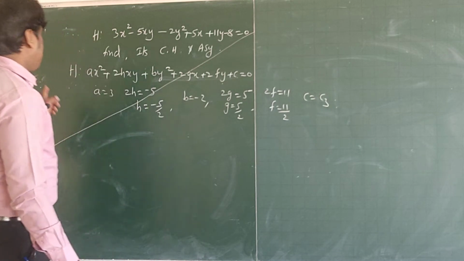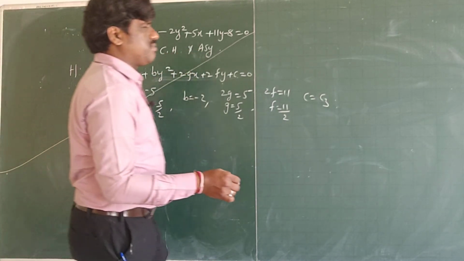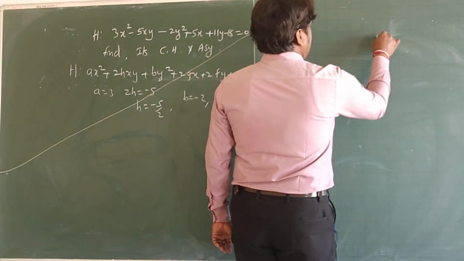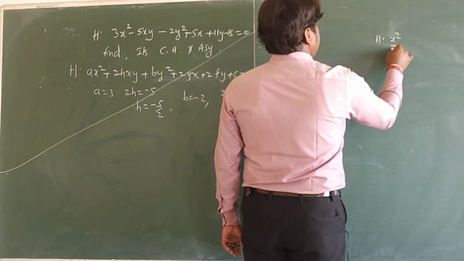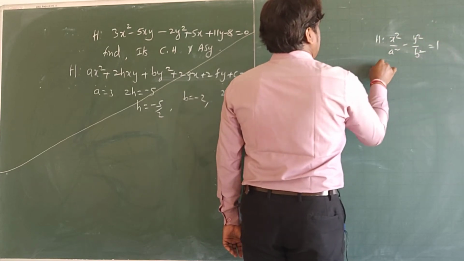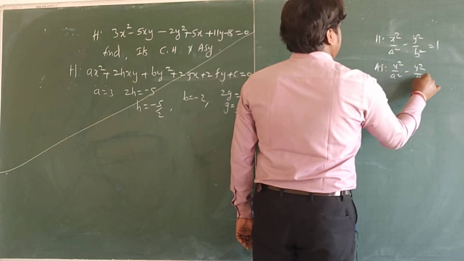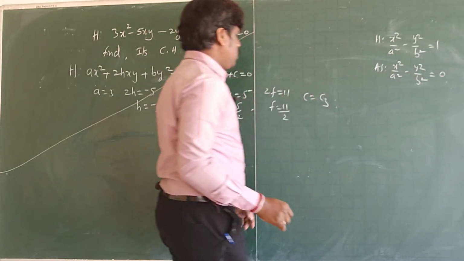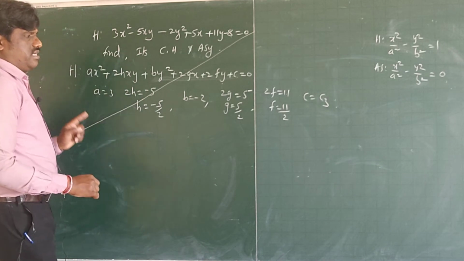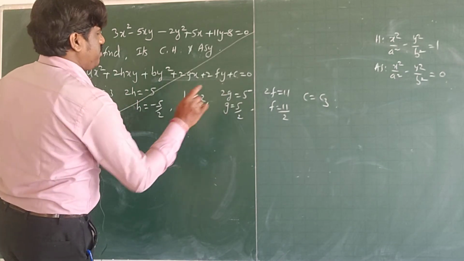Because if I want to find the asymptote, first we have to find this c3. Just now I explained the relationship between them: the hyperbola is x square by a square minus y square by b square is equal to 1, and the asymptote equation is x square by a square minus y square by b square is equal to 0. So c1, c2, c3 will be there, and c3 we have to find right now.